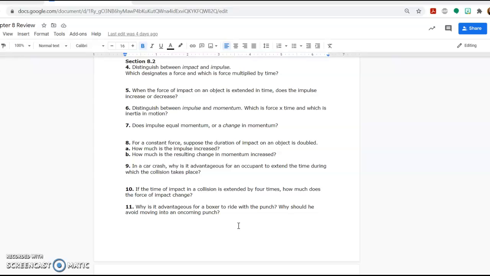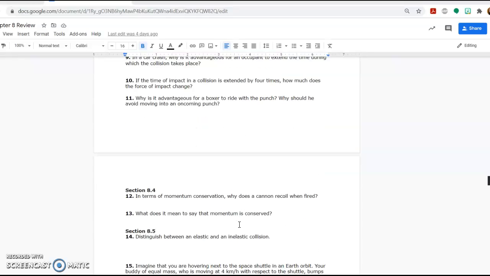Why is it advantageous for a boxer to ride with the punch, and why should he avoid moving into an oncoming punch? It's advantageous to move with the punch because you are going to increase your time of impact. If you increase your impact time, then you're going to decrease the force of the punch. If you move towards the punch, you are going to decrease the time of impact, so you are going to increase the force that you feel.